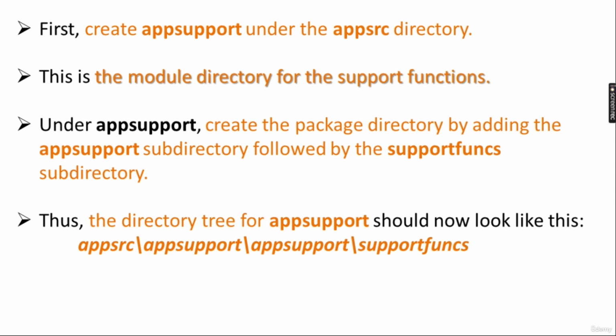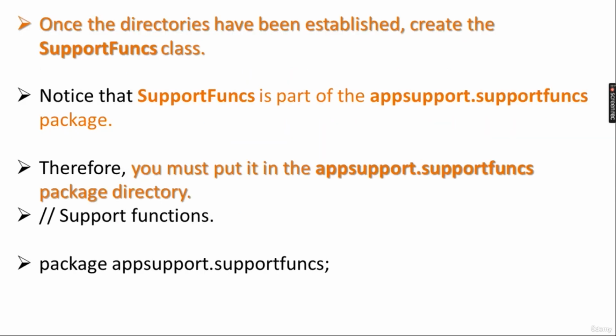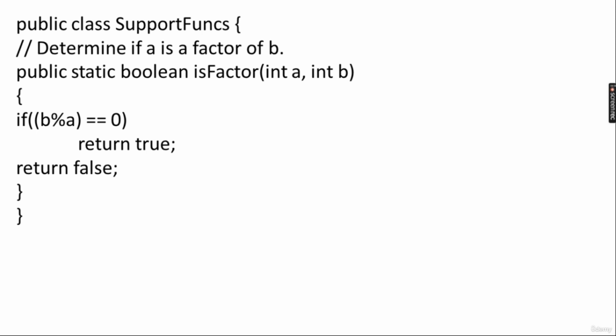Now it will look like this: app source, then app support, then support functions as the package name, and inside that we will have support functions dot java. So we will create the support functions class, which is part of the app support dot support functions package. You put it in the hierarchy we have already created.